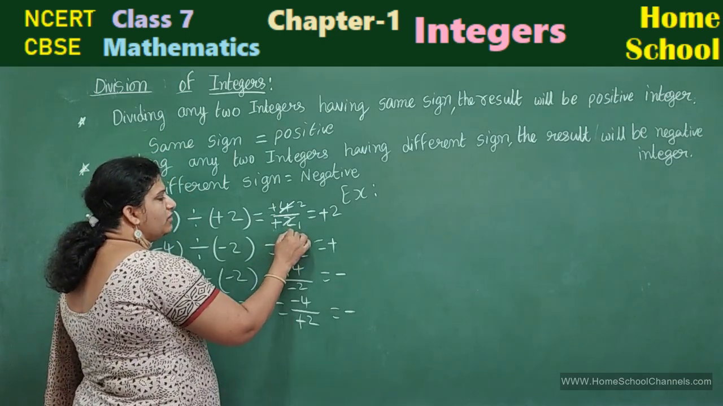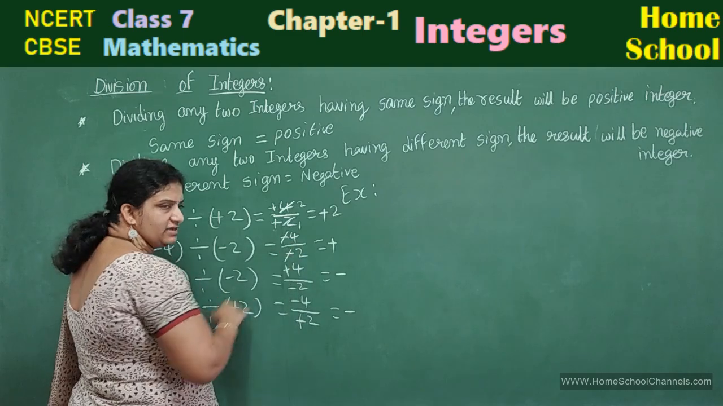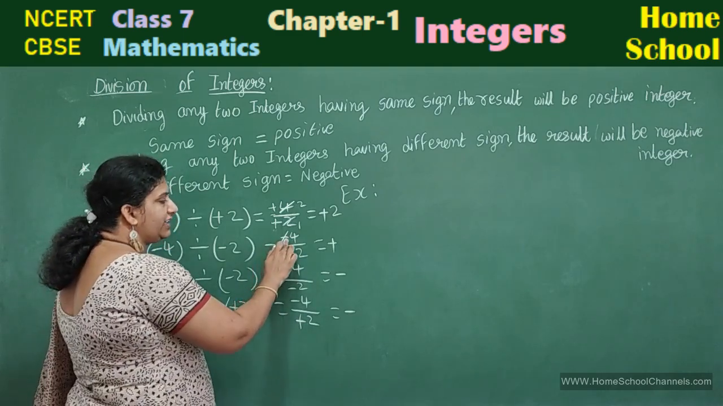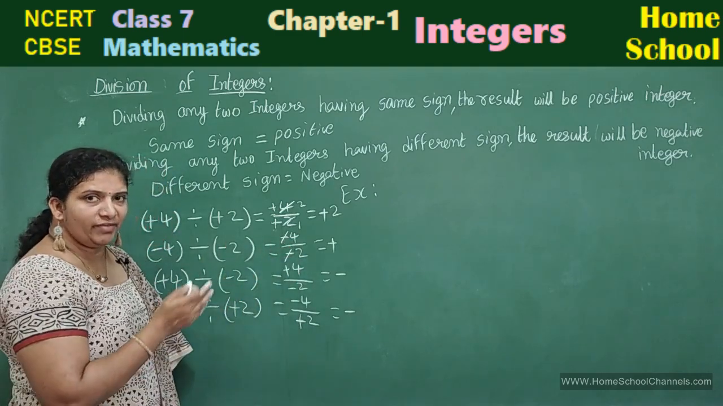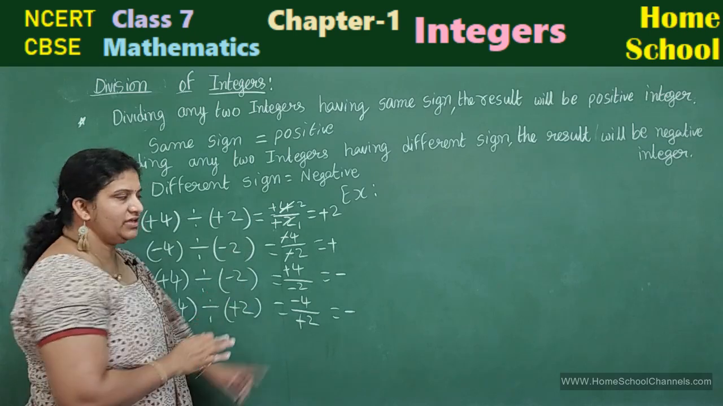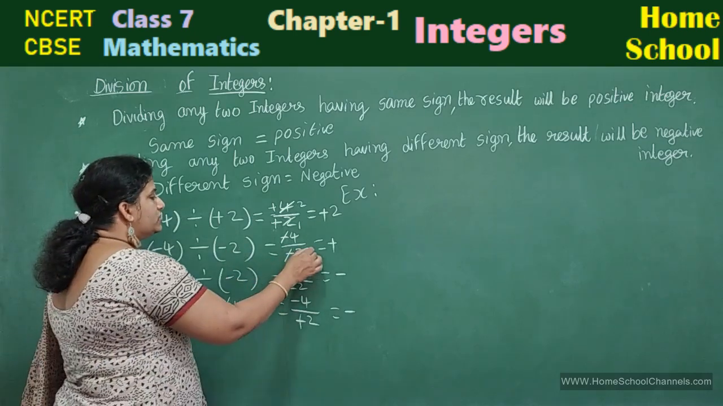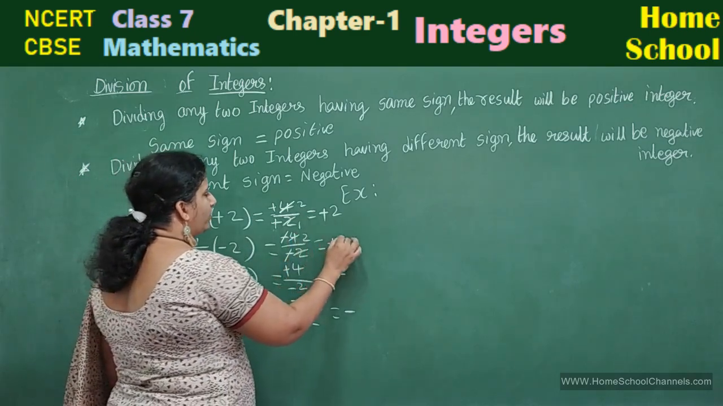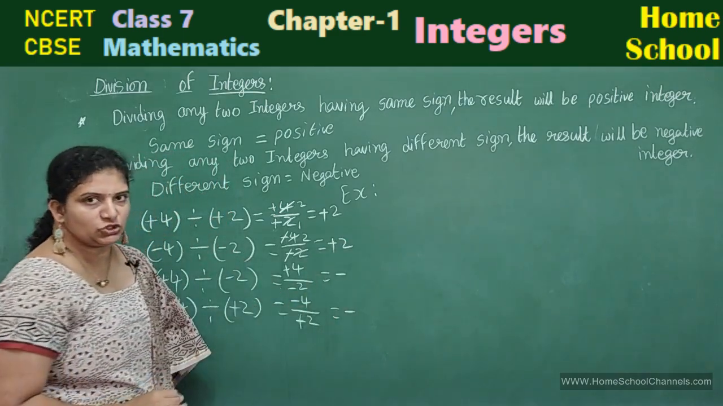And now here, minus minus cancels. The numerator's negative sign and the denominator's negative sign will be cancelled. So nothing there means it is positive. So 2 2s are 4. Your answer is plus 2.